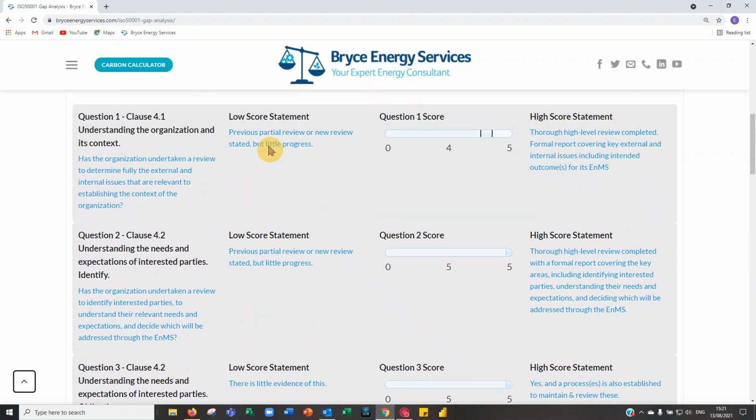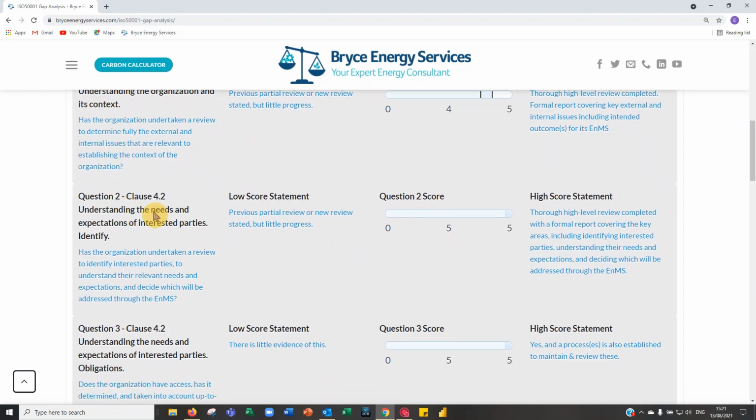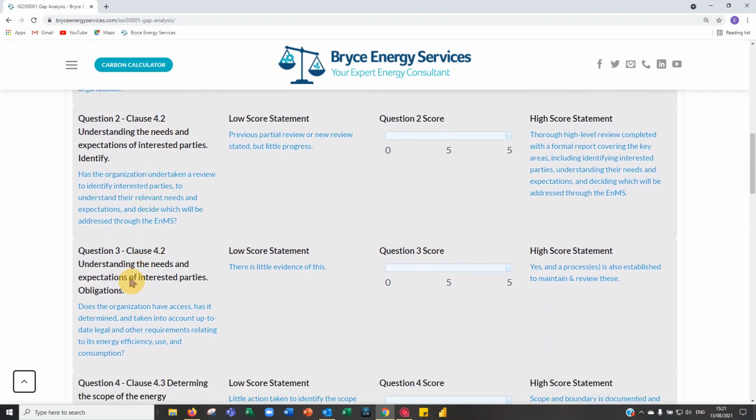So each question, 1 to 34, we state the clause from ISO 50001 and the headline for that clause or section. So clause 4.1 is understanding the organization and its context. Clause 4.2, understanding the needs and expectations of interested parties. And then identify obligations for the next one because it's the same clause that we're investigating. So for question 2, has the organization undertaken a review to identify interested parties?